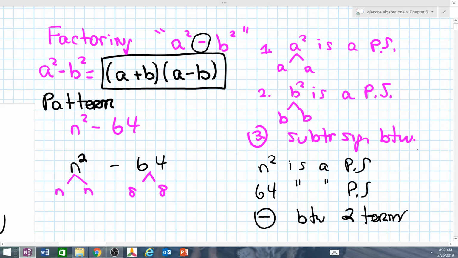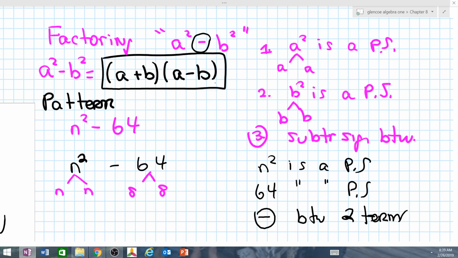This is the pattern. When you factor a squared minus b squared, it will factor into a plus b times a minus b. And if you remember back in 8.4, when we looked at the FOIL method, and we realized that sometimes when it was x plus 7, and then the other parentheses was x minus 7, that middle term canceled out. This is the reason why.